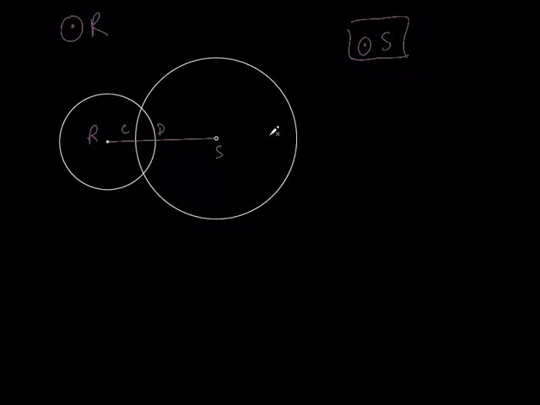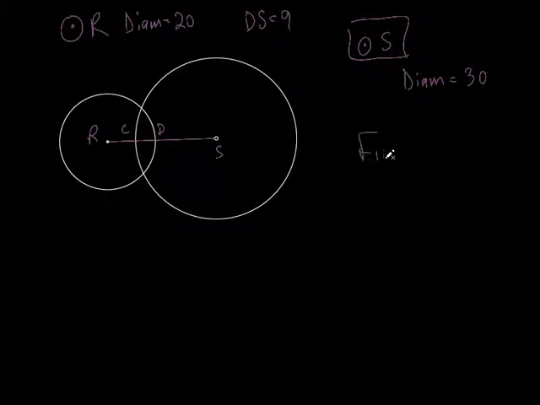It says the diameter of circle S is equal to 30. And then it says the diameter of circle R is 20. And it says line segment DS is 9. And it says find CD. Find the length of CD.